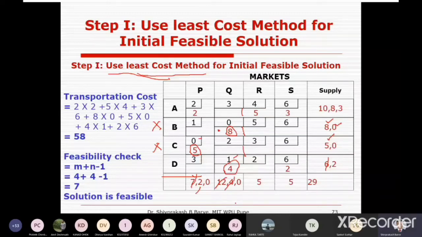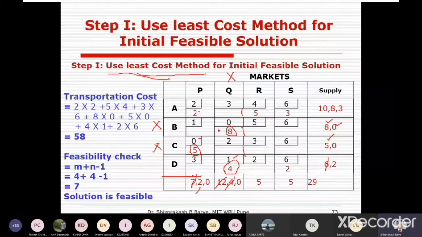And you have this 8 plus 12, which means the demand of this warehouse or market Q is complete. Don't consider this Q for the next iteration. Now the remaining cells are in row A: 1, 2, 3, and row D: 1, 2 and 3. 6 cells are there. Check which is the minimum value. So here I got 2 as the minimum value.